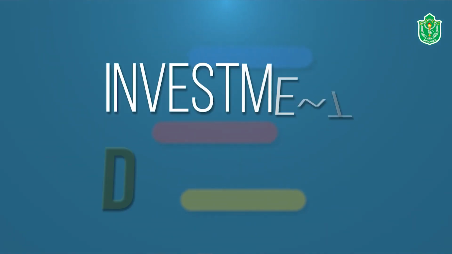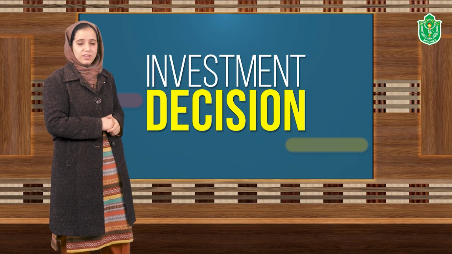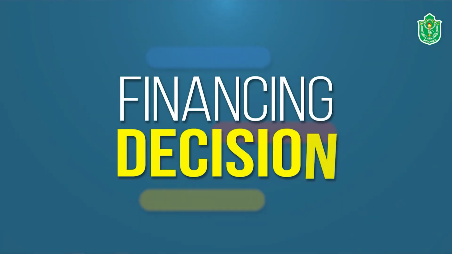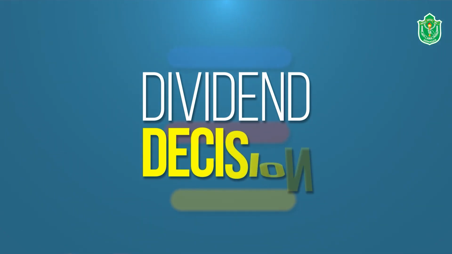So we can say that it is concerned with the procurement, the utilization and allocation of funds. So in financial management, there are three areas for decision making. The first one is investment decision. Next is financing decision, and the third one is dividend decision.